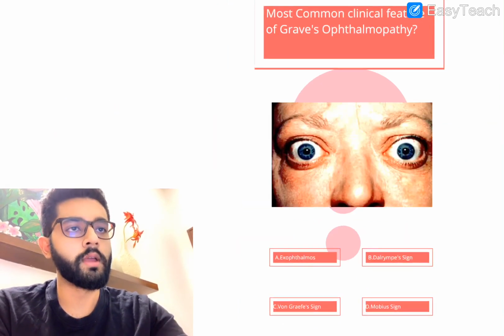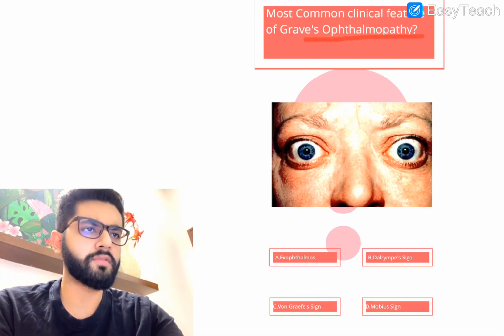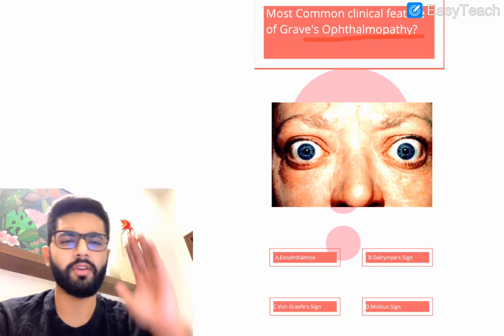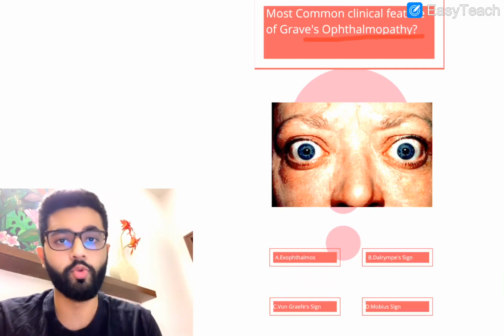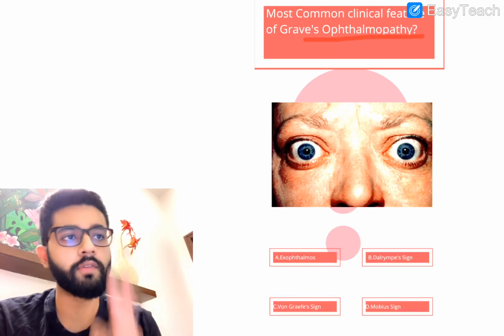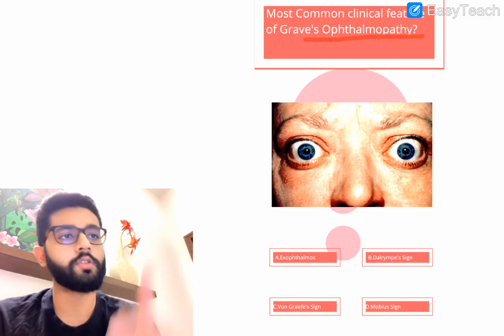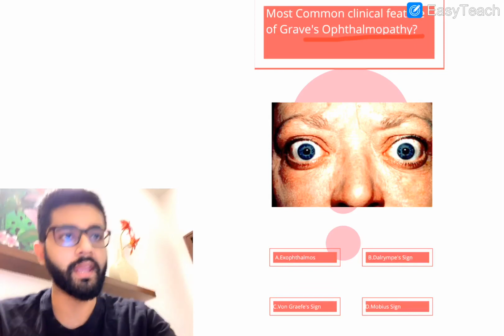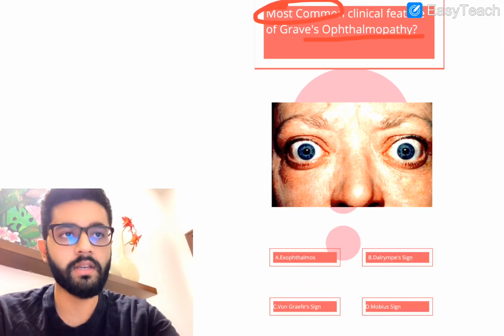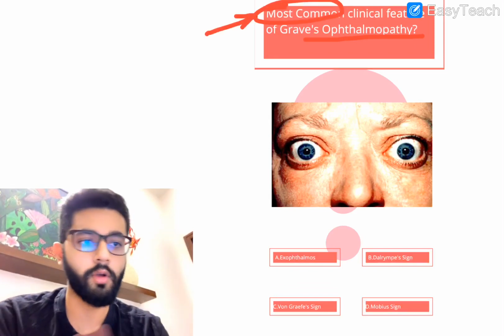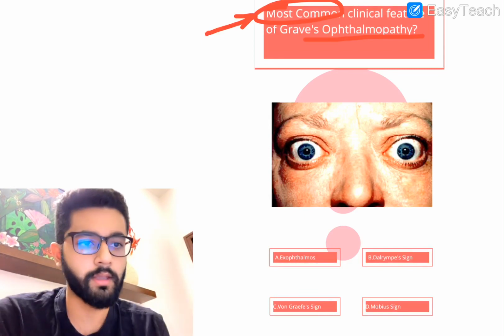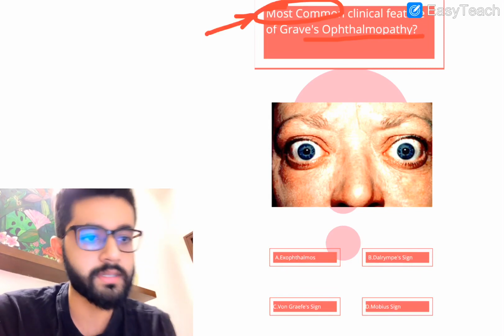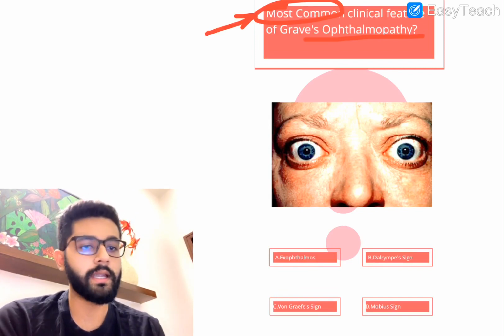Next question. Most common clinical feature of Graves' ophthalmopathy. Again, Graves' ophthalmopathy, hyperthyroidism, hypothyroidism, very, very important for NEET. Definitely there'll be at least two, that means 8 marks, 2 questions of thyroid in NEET. Again, something that the NEET examiners love is a very fact-based thing, most common. So here you have a picture of Graves' ophthalmopathy. So get thinking: A, exophthalmos; B, Dalrymple sign; C, von Graefe sign; and D, Mobius sign.